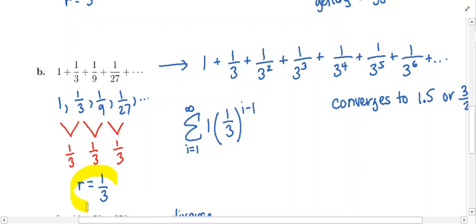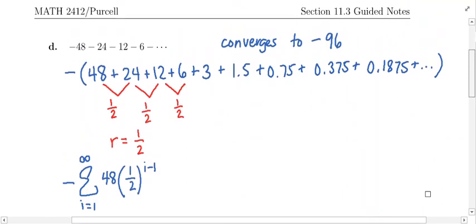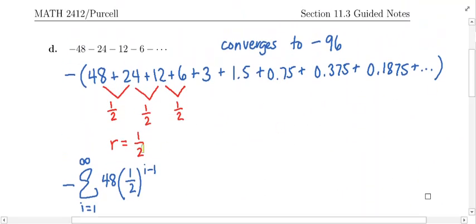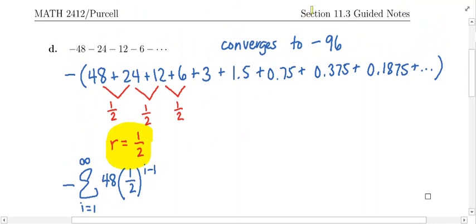Well, look at the R value here. The R value is 1/3. The other series that we think converges is the one in part D. Look at its R value. The R values are less than 1. So we had an R value of 1/3, we had one of 1/2. So the R value is less than 1.